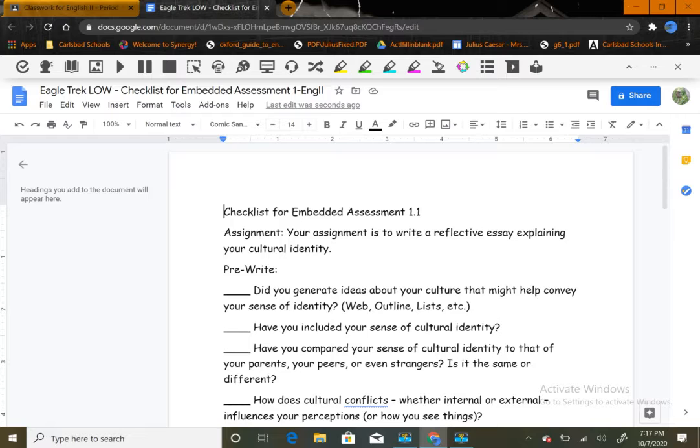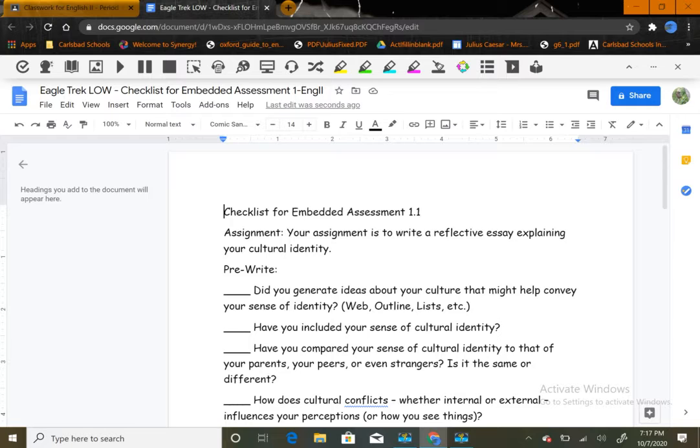What are some things that make your family who they are? Is it the belief, like if you're from Texas, that you value God, family, and guns? Or is it something different? So that's what you're going to be writing about, your cultural identity.